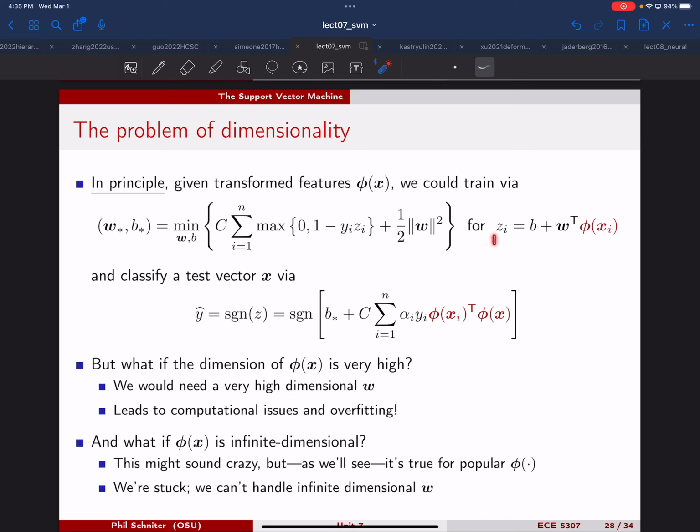But here's sort of the important part. The z, these are the scores. All we're going to do is where we used to have an x, or xi, we're going to replace that with phi of xi. That's our transformed training feature. So this is all we need to do to train our model.